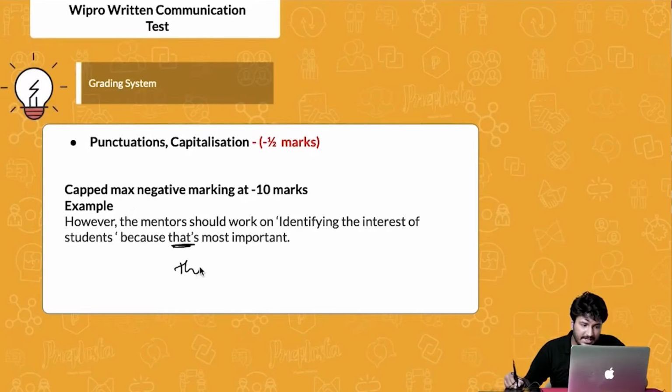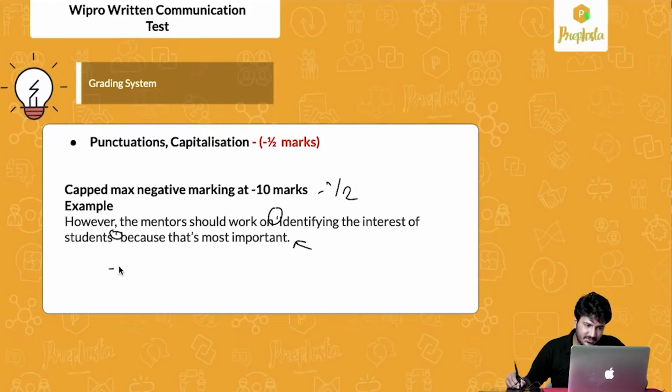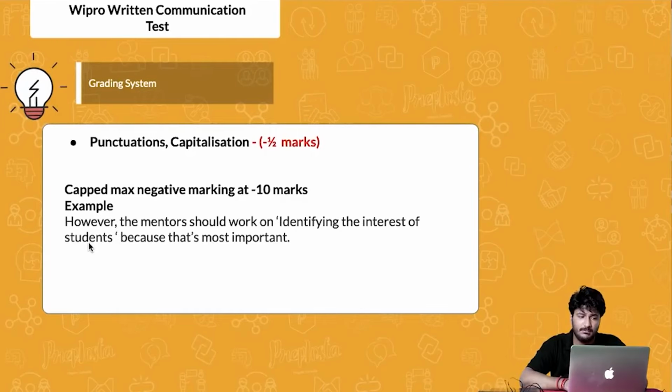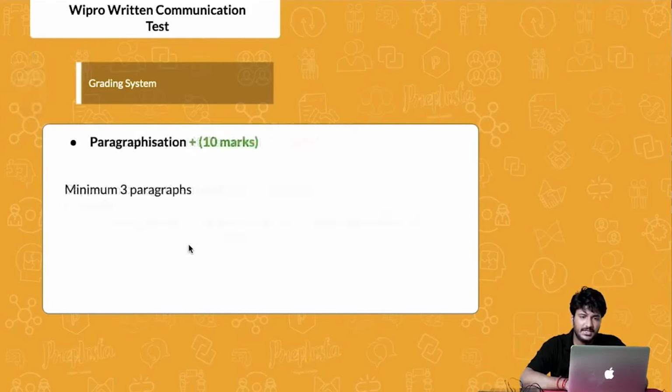So either you can write "that is," right? But if you are writing it as "that's," you have to put an apostrophe, and then again a full stop. If you forget to put this, minus 1 by 2 marks. If you forget to put this, minus 1 by 2 marks. Then again full stop, minus 1 by 2, then again minus 1 by 2. So these are small things that a lot of people ignore, but make sure that you do not ignore them. Alright, let's move ahead to the next thing.